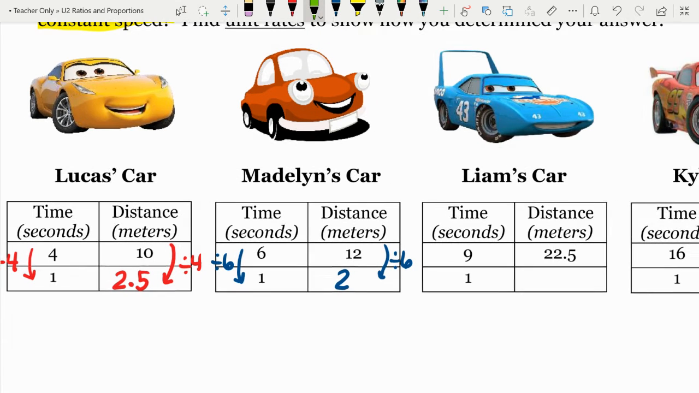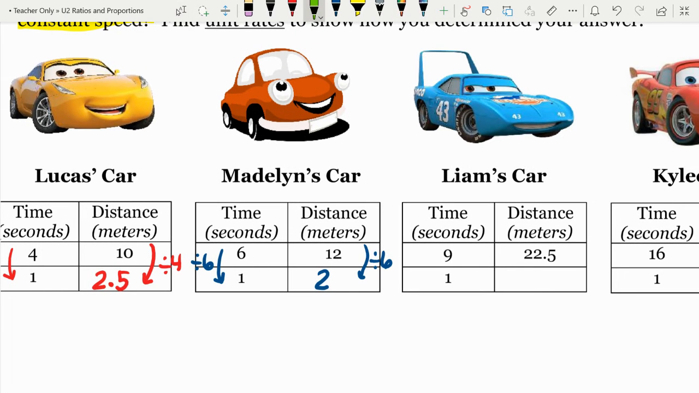Let's do third, Liam's car. So again, 22.5 meters in 9 seconds. So in order to find the unit rate, we are going to divide by 9 on both sides. And if we divide 22.5 divided by 9, we will get 2.5 meters per second.